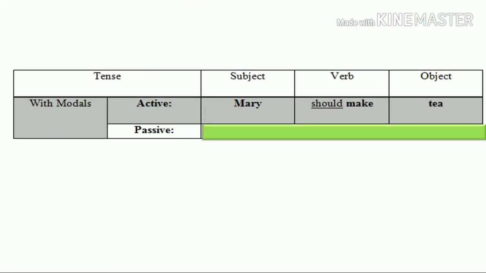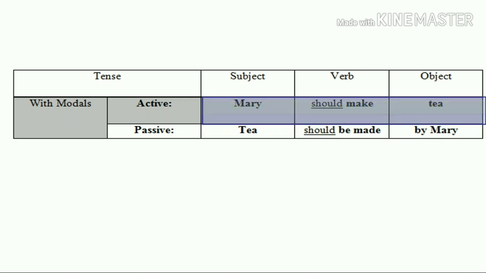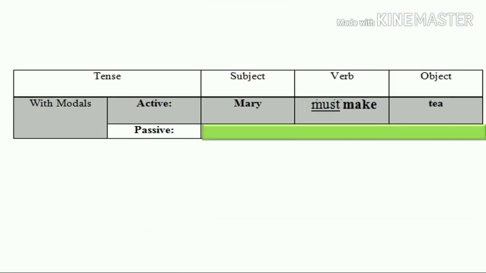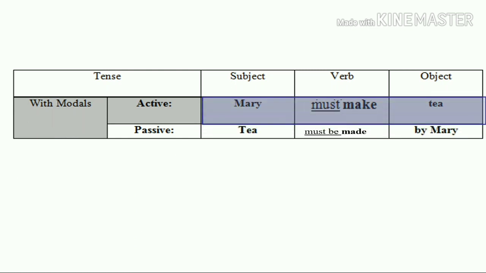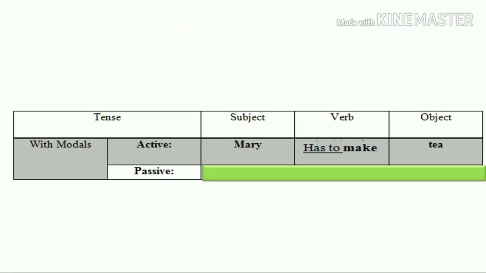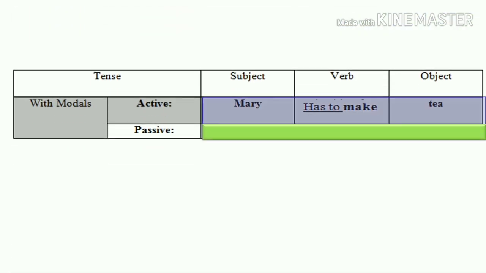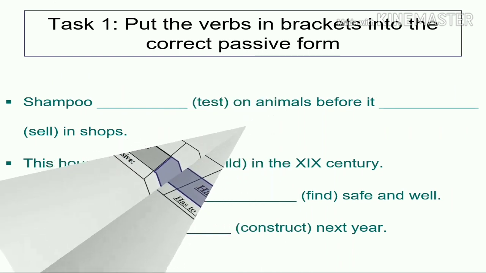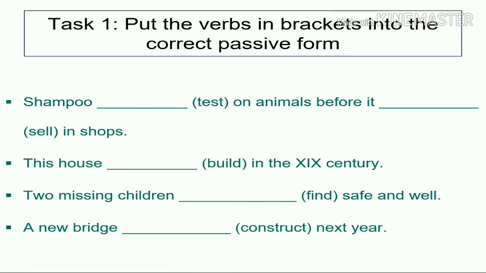Mary will make tea becomes tea will be made by Mary. Mary should make tea becomes tea should be made by Mary. Mary must make tea becomes tea must be made by Mary. Mary has to make tea. Yeah, tea has to be made by Mary. Here with modals.